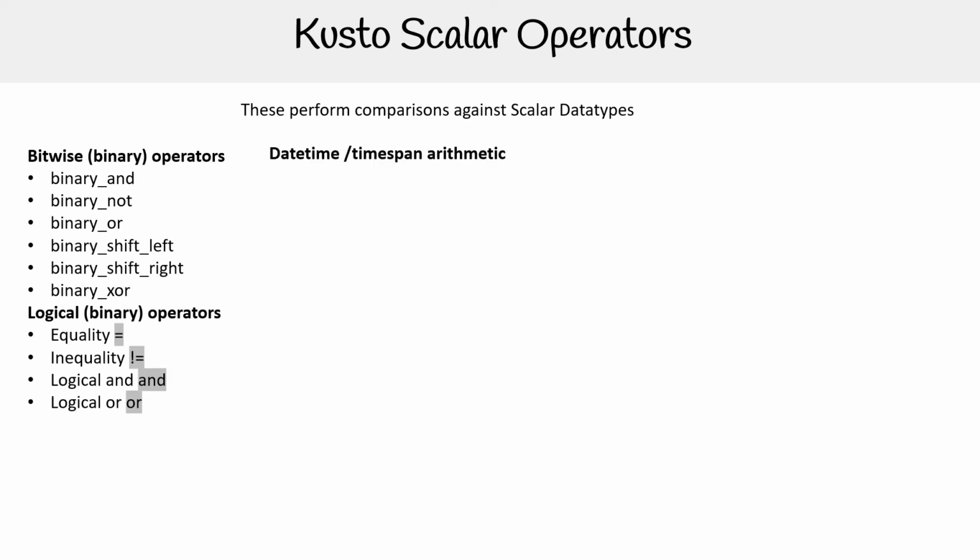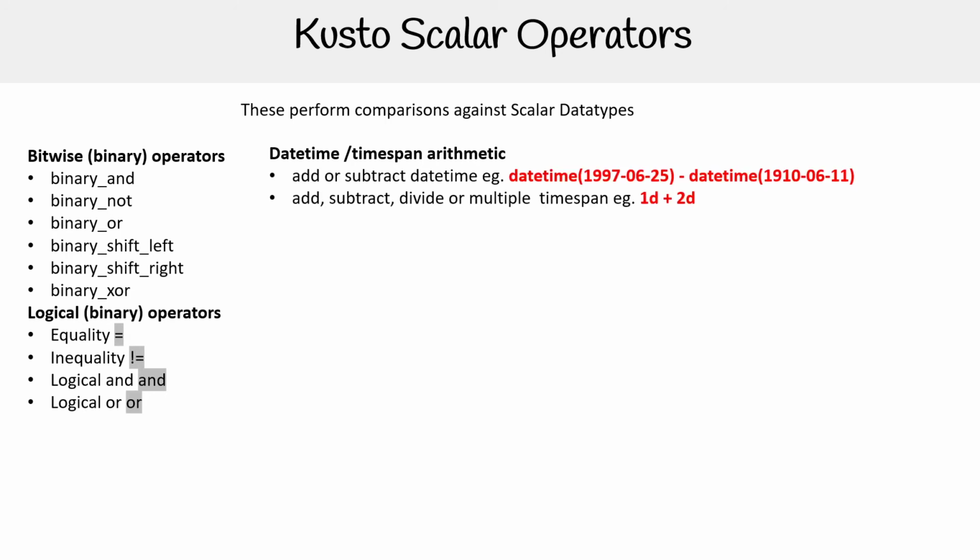Then you have date time and time span arithmetic. And so we have add or subtract date times. You can do that. You can add, subtract, divide, or multiply time spans. So add 1 day plus 2 days makes 3 days. Then you have numerical operators.